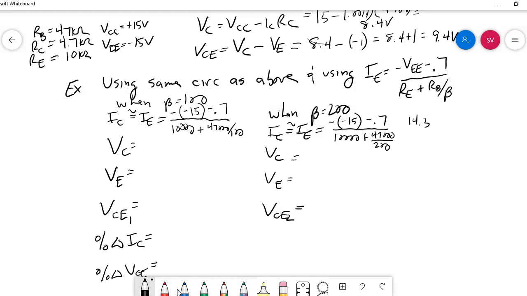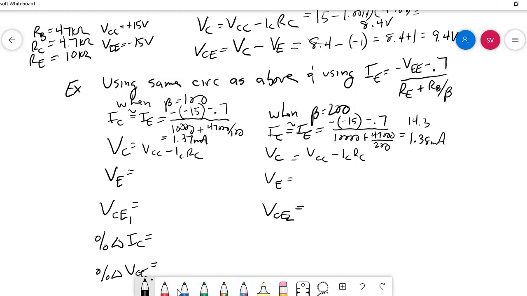And if we look at the collector currents for each, if you put this in the calculator properly, you should get about 1.37 milliamps. And when beta is equal to 200, you should get an emitter current / collector current of about 1.38 milliamps. They're pretty much the same. They're pretty equal. So now we could find VC by taking VCC minus ICRC for both.